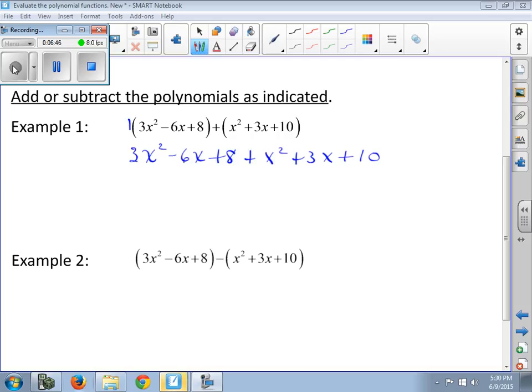So let's add the like terms together. First of all, we have the x squared terms. There's 2x squared terms. So we'll be adding 3x squared and 1x squared, which would give us 4x squared. And then we have the x terms. There's negative 6x plus 3x, and negative 6 plus 3, if you put that in the calculator, turns out to be negative 3x. And then we will actually combine the constant terms. Positive 8 and positive 10, and 8 plus 10 is 18. So we have plus 18.